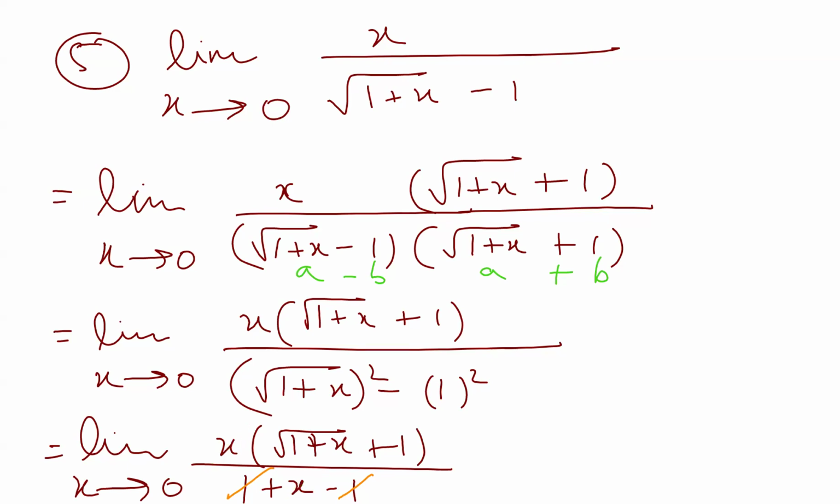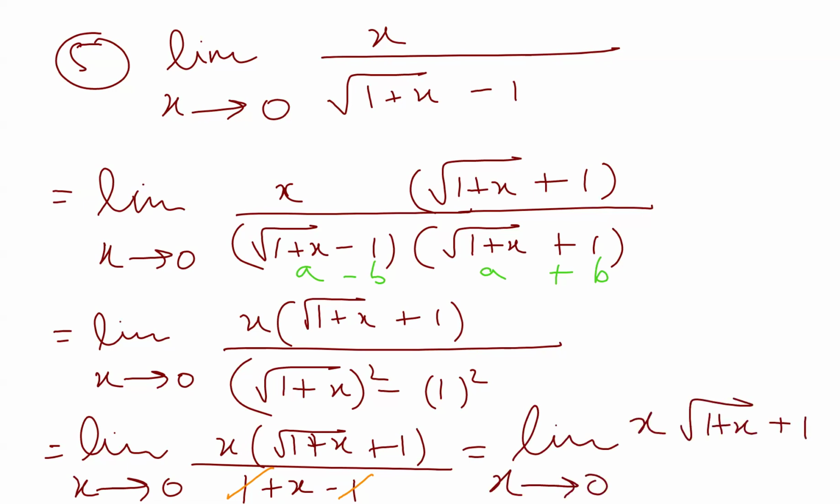See, I'll just write this once again. Next step, limit x approaching towards 0, x root 1 plus x plus 1. Put all the brackets and all. Now this x got cancelled. Now what is left in the denominator? Come on, tell me. What is left in the denominator? The term which is left in the denominator is 1.